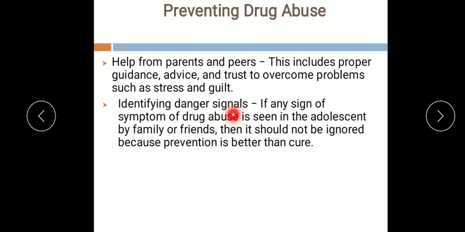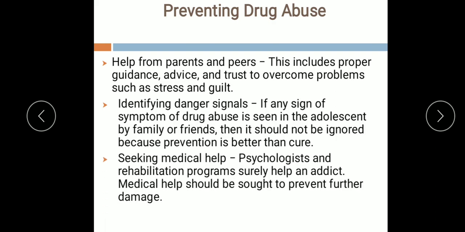Identifying the danger signals: if any sign or symptom of drug abuse is seen in the adolescent by the family or friends, then it should not be ignored, because prevention is better than cure. It is the responsibility of the parents and the peers to identify the danger signals in the adolescent. Seeking medical help: psychologists and rehabilitation programs surely help an addict. Medical help should be sought to prevent further damage.